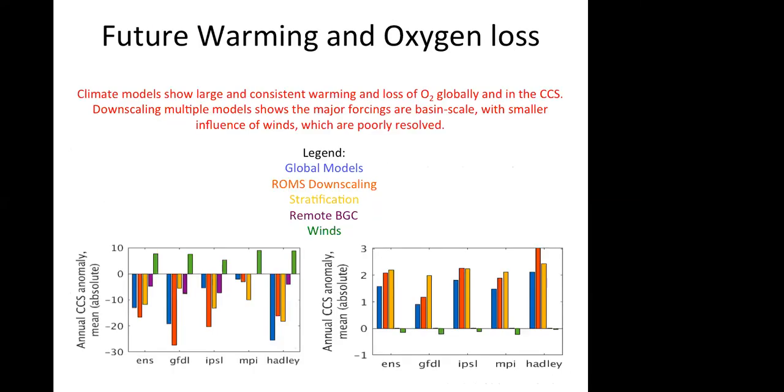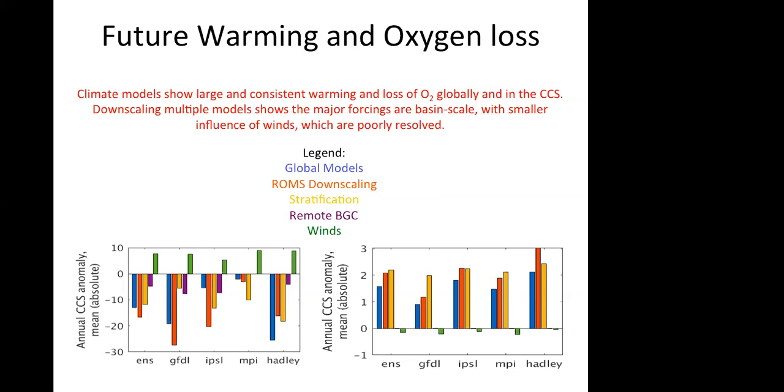Jim mentioned that we can downscale global simulations for the future, and we've done that here for all the system properties, but I'm just showing you here the results for oxygen on the left and temperature on the right, broken down by the different climate forcings that give rise to these anomalies within the California current. This is at depths less than 200 meters on the shelf.